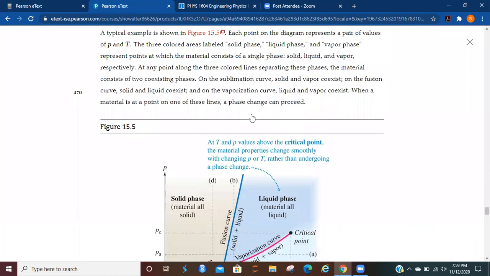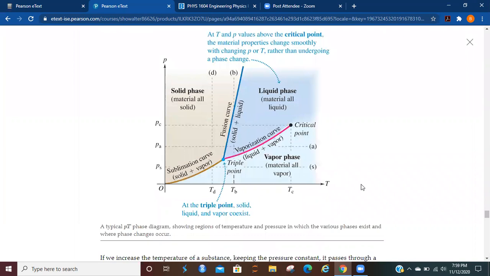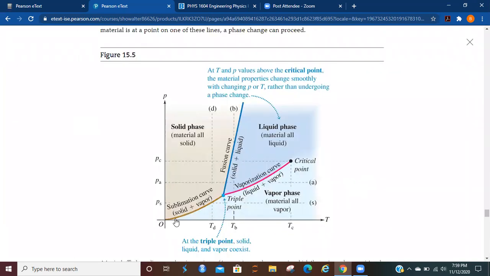Let's go ahead and take a look at this. So you've got pressure this way, you've got temperature this way, and then you've got a sublimation curve. Remember sublimation, when you go from a solid to a vapor. You've got a fusion curve here, where you go from solid to liquid or liquid to solid, and vaporization from liquid to vapor or vapor to liquid. So you've got a vapor phase over here. So if you've got a certain pressure and a certain temperature, you might be over here, you could be up here, or you could be up here.